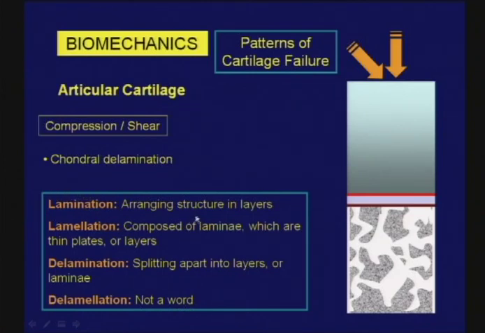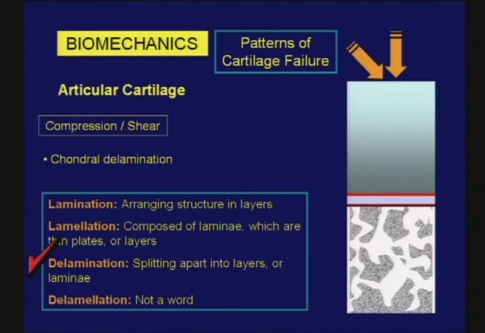Lamination means arranging structures in layers. Lamellation sounds very similar, composed of laminae, which are thin plates or layers. Delamination is splitting apart into layers or lamina. There is no word delamellation. So as I look at this and I'm trying to figure out what is the proper word to describe disruption of a layered-like tissue, without question, in my view, the proper word to use for this process is delamination. And that is the most popular word that you will come across in the literature.